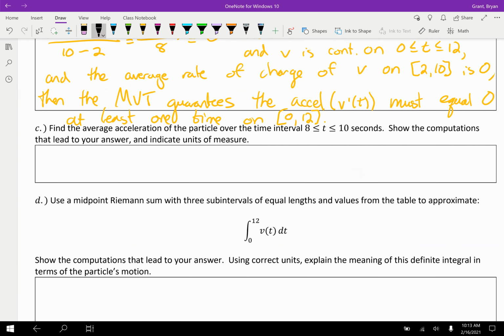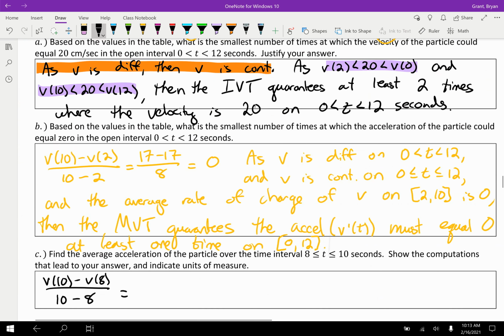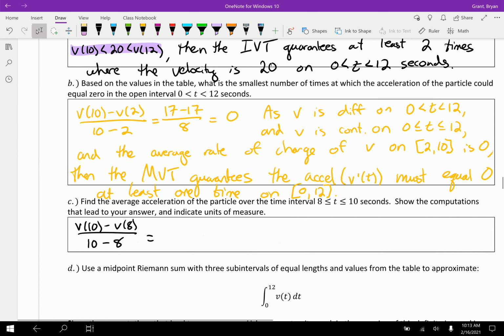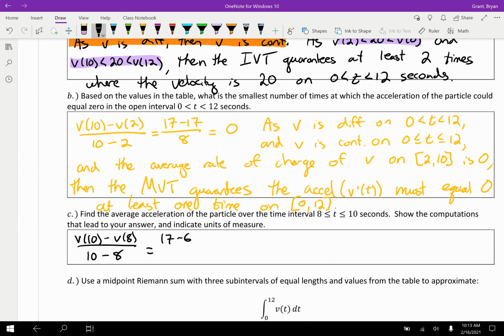So average acceleration is going to be found by taking the derivative of velocity. So I think we just have to do v of 10 minus v of 8 divided by 10 minus 8. Okay, v of 10 is 17 and v of 8 is 6, 10 minus 8, so we end up with 11 over 2, or 5.5. I'd say keep it as a fraction so you don't make a silly mistake like I did.